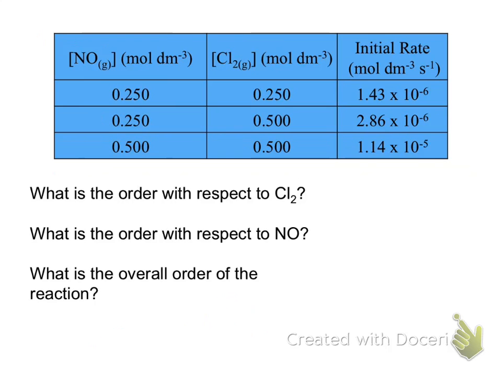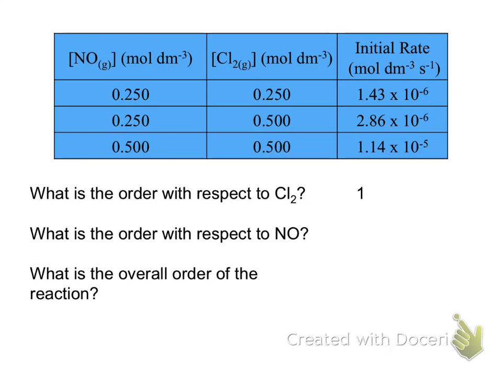Let's try another one. What is the order with respect to chlorine in this particular example? So now let's use an actual substance. Again, we got to look at the other reactant and see when we hold it constant. That's right there and right there, 0.25 and 0.25. Well, in those cases, what do we do to chlorine? We go from 0.25 to 0.5. Well, what happens to our initial rate? Check it out. It doubles. So when we double chlorine, we double our rate. All right, so that's 1.